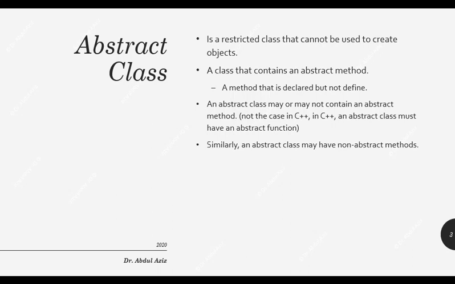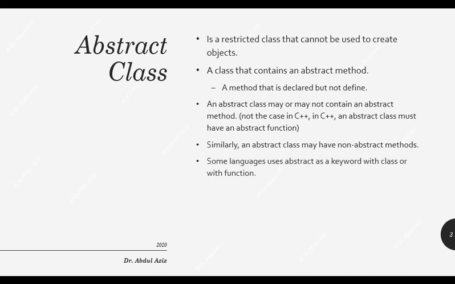The class may or may not contain an abstract method, and on the other hand, the class may have non-abstract functions. For example, a class contains 4 functions, out of which 3 functions are defined and only one function is abstract. That one function is going to make my class abstract. So a class can contain different types of functions, multiple functions. Out of them, we may or may not have an abstract method. If we have some abstract method, my class will also become abstract.